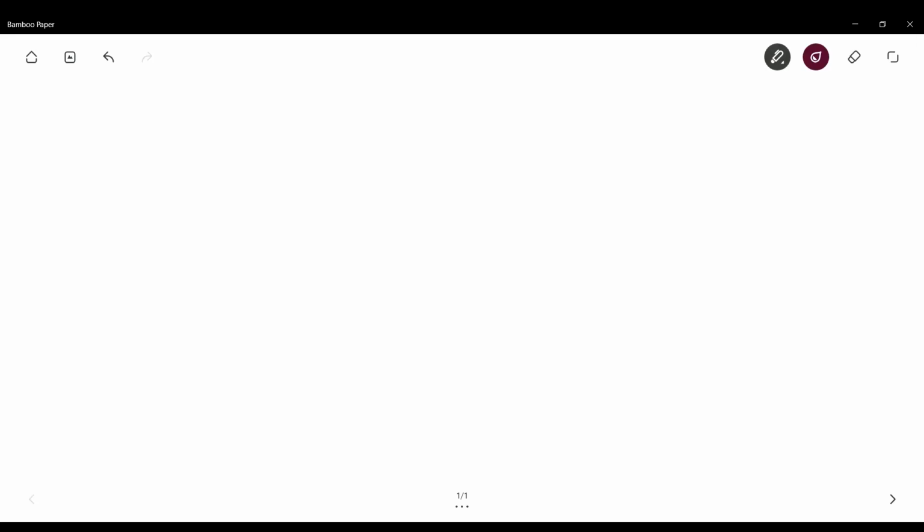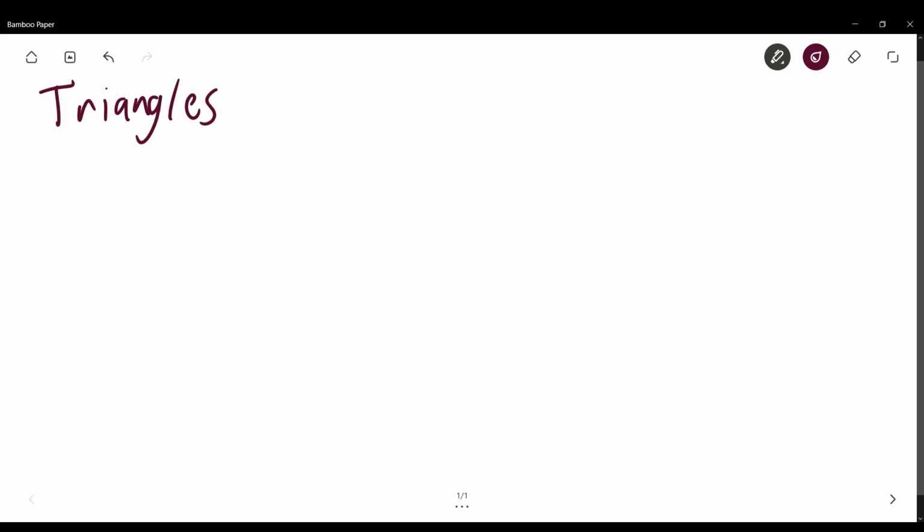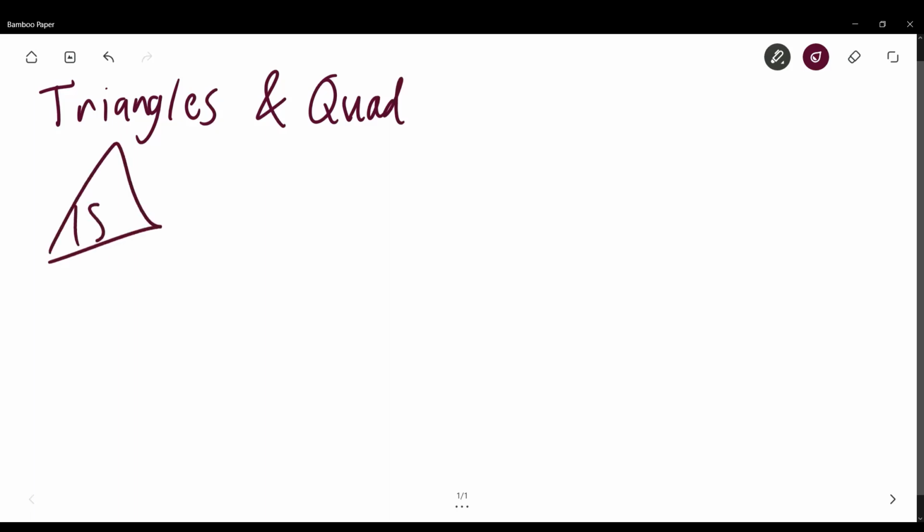Okay, so today we're going to have a look at angles in triangles and quadrilaterals. First of all, of course, a triangle is a three-sided shape, and its angles add up to 180 degrees. A quadrilateral is a four-sided shape, and its angles add up to 360 degrees. Now they're pretty straightforward.